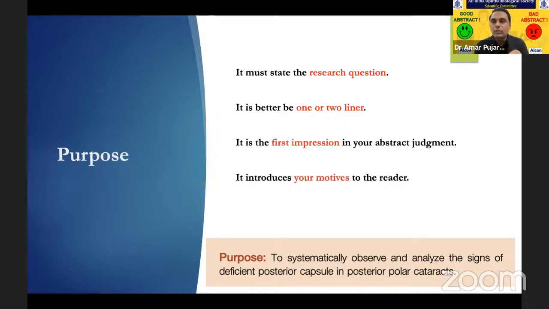So when a reader wants to read the full text, they see this guy has this purpose, so let's see how he has done the methodology, results, and conclusion. Based on that, I can decide whether I should read the full text or not. Here I have a purpose where I am mentioning clearly: to systematically observe and analyze the signs of deficient capsule in post-polar cataract. That's it. How I am doing it, how many cases, I am not going to mention here. It's going to be only observation of post-polar cataract with deficient posterior capsule.